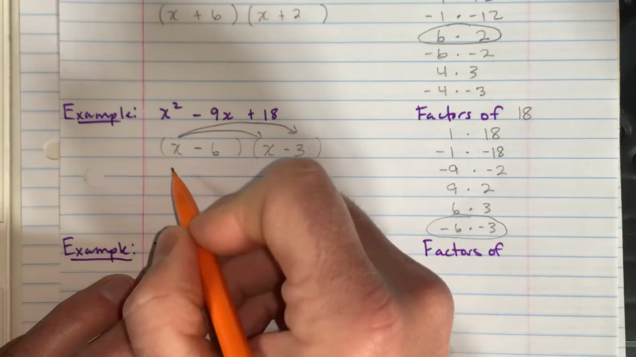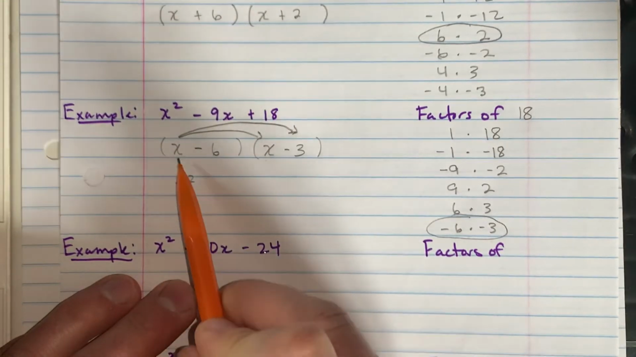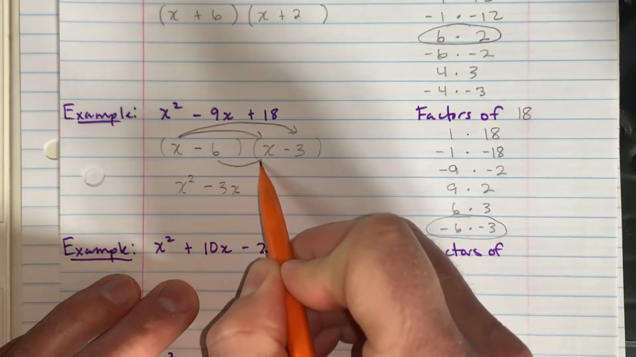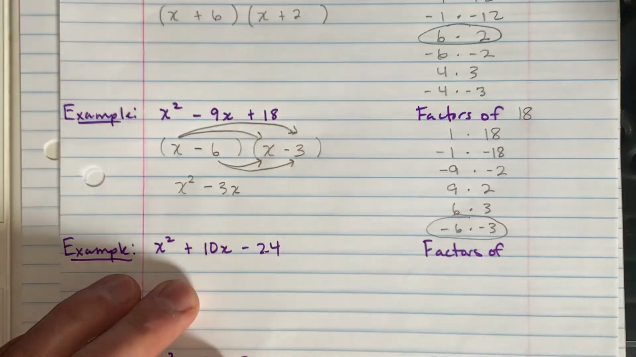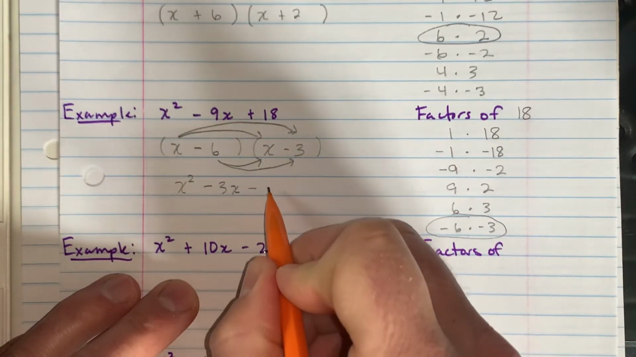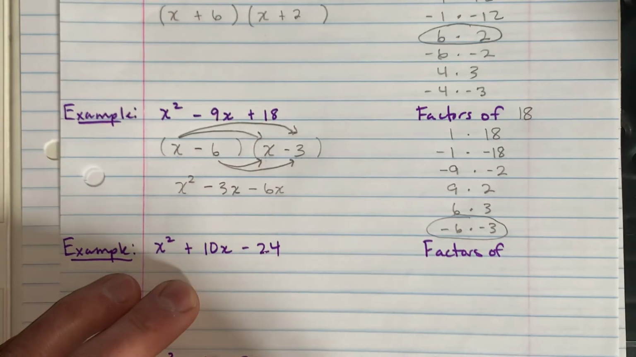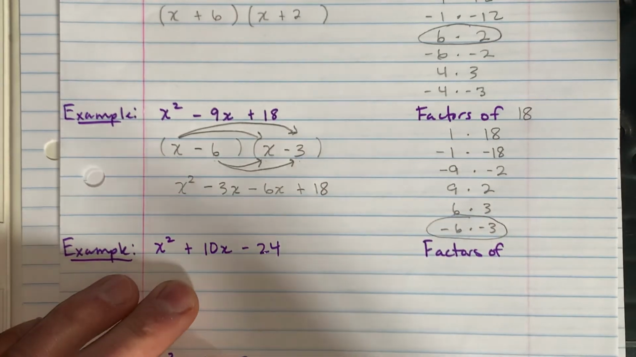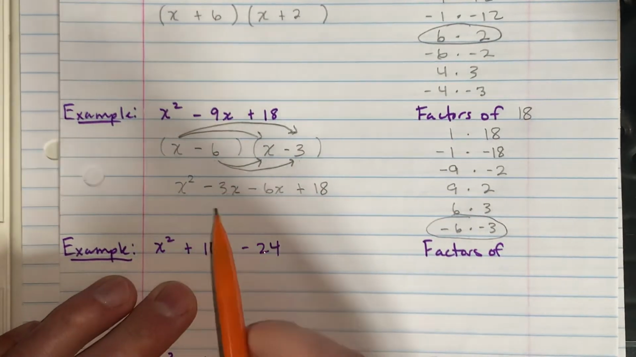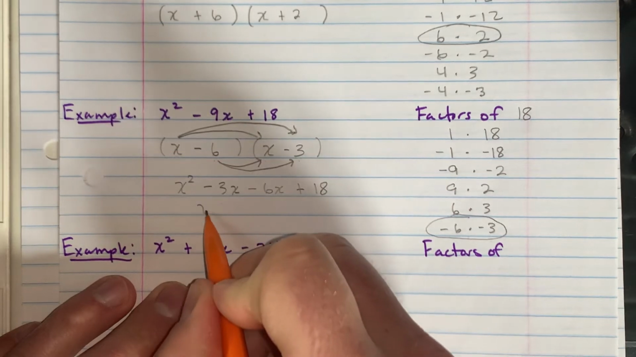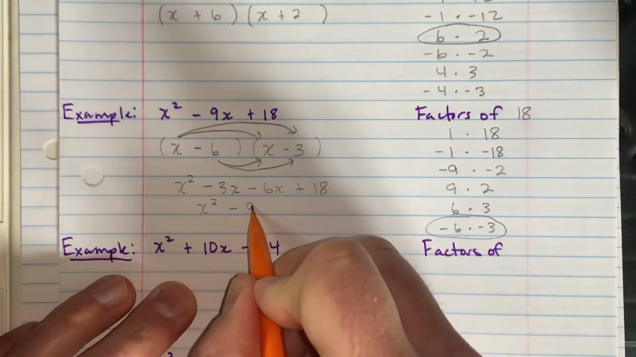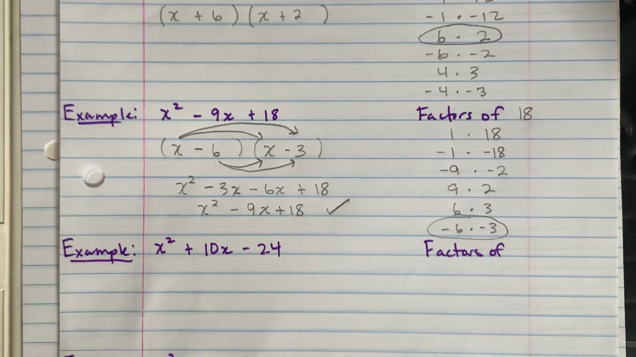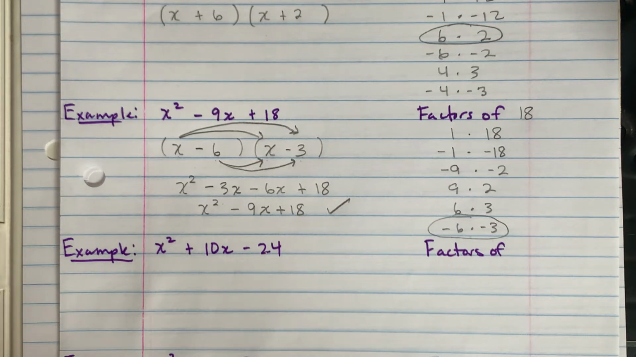So x multiplied by x would be x squared. x multiplied by negative 3 would be negative 3x. Then we're going to go down here and do our other one. Distribute our negative 6. So negative 6 multiplied by x would be negative 6x. Negative 6 multiplied by negative 3 would be positive 18. And then we would just combine those like terms in the middle. Negative 3x and negative 6x would be negative 9x, plus 18. And so that's just a check, right? And you can see that it does match the original equation in standard form.